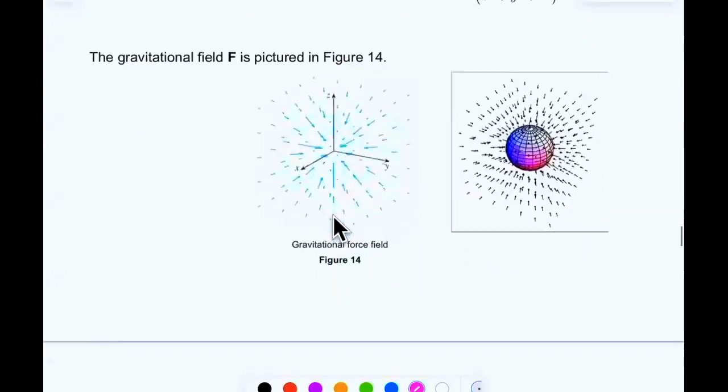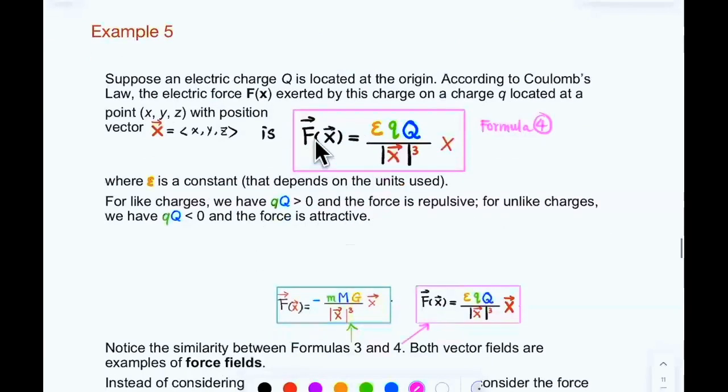Okay, let's look at example 5. Yeah, this is what you talked about, Angel, right? So now we're going to talk about electric charge, Q. Think about it: you have the electric charge Q over here, and then you have another one, and there will be a force between this Q and this Q. So let's put this big Q here at the origin, according to Coulomb's law.